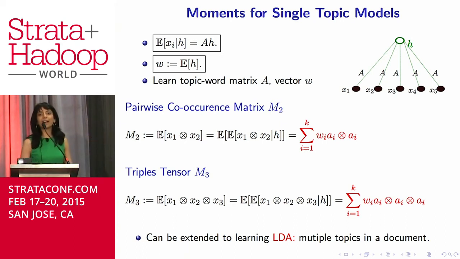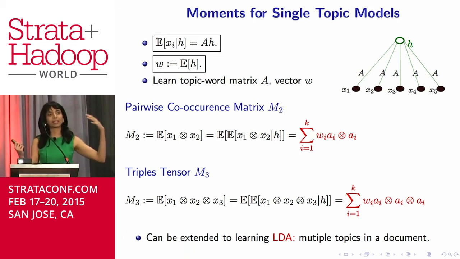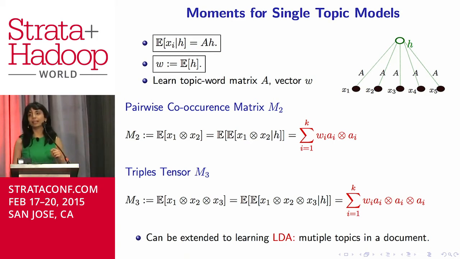And the idea is, in fact, you can extend this to much richer models. The popular one is the latent Dirichlet allocation, right? There are multiple topics in each document distributed according to a Dirichlet distribution. And then you want to learn such a model. And we show that, in fact, we can even learn such a class of models using these tensor methods.